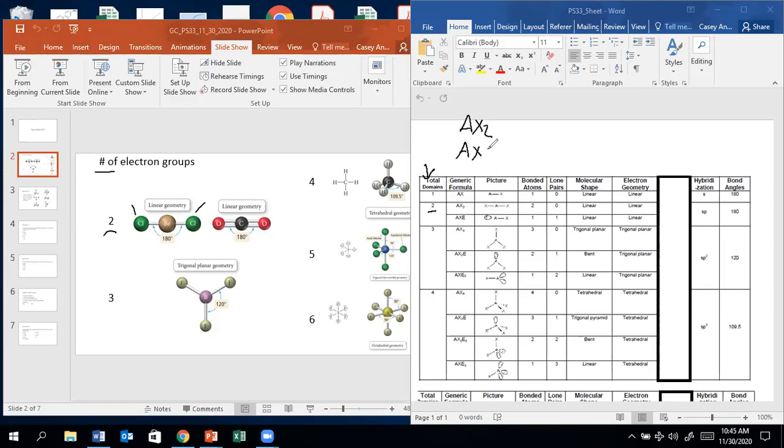All right, so how to read these generic formulas? A is your center atom. So anytime you see A on this sheet, that means your center atom. X are atoms bound to A. So AX2 means I have two atoms bound to my center atom. And this E means a lone pair of electrons.